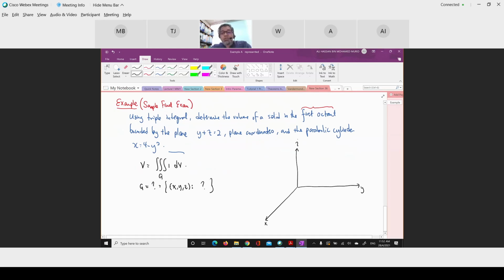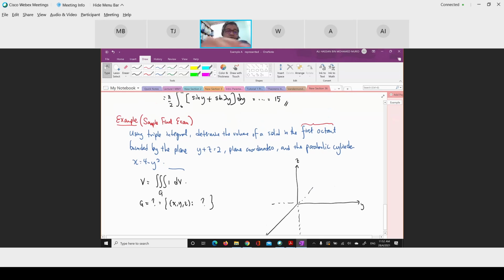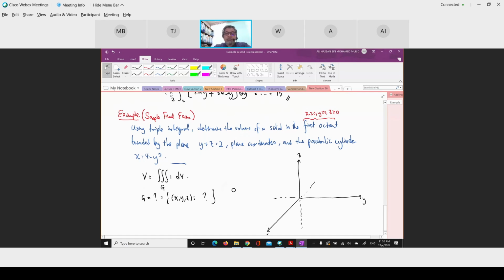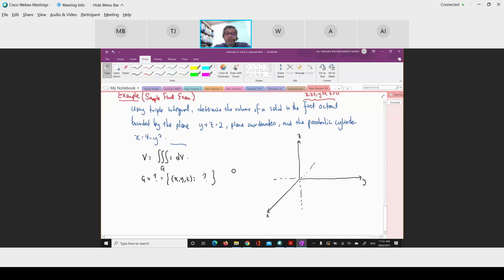The XYZ axes divide 3D space into 8 parts, which is why each part is called an octant. The region where x, y, and z are all greater than 0 is the first octant.